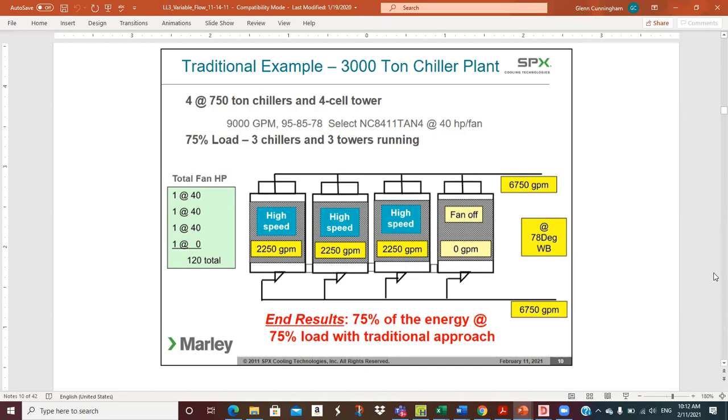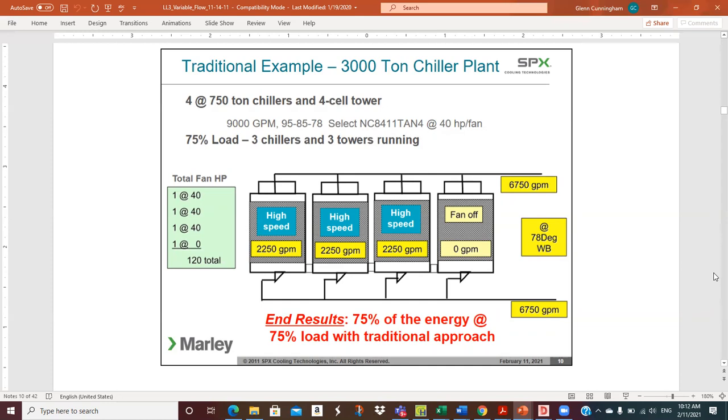And the flow rate is 6750 GPM. That's what, 75% of our 9,000. And we've got 1 chiller off, and that tower is off and the fan's off. Okay, so we're not putting any GPM across it. We've got automatic valves and all that sort of thing. Okay, so that's the old way of doing it.